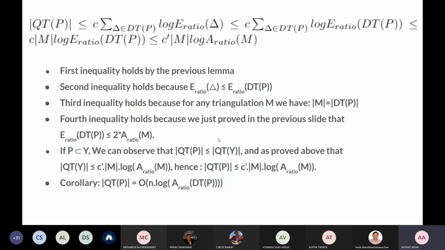The corollary follows. The corollary states that the number of triangles in the triangulation QTP is big O of n log aspect ratio of Delaunay's triangulation, where n is the number of points. We showed that modulus QTP is bounded by the right-hand side in the theorem. If we had n points, the number of triangles in any triangulation will be big O of n. So modulus QTP gets bounded by Cn log aspect ratio of Delaunay's triangulation. Hence, QTP is of the order big O of n log aspect ratio of Delaunay's triangulation. So here we conclude the corollary as well, and that's it.